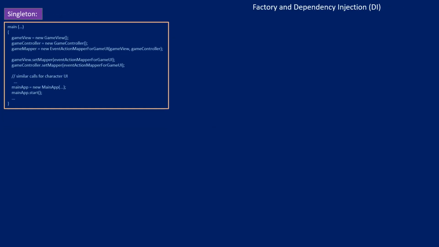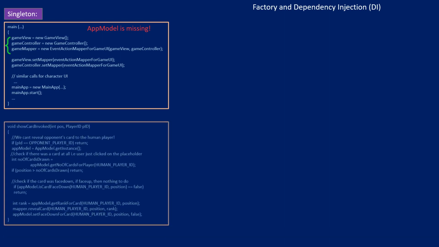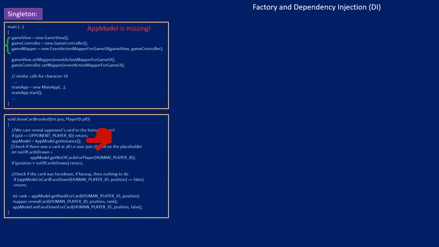Existing code in the main method using Singleton pattern looks like this. We have already seen this code earlier. We are instantiating view, controller, and mapper classes. But there is no explicit instantiation of appModel class. Since we want to ensure no one creates more than one instance of appModel, we had designed it as a singleton. Every other class used the getInstance method to obtain the reference to that single instance.